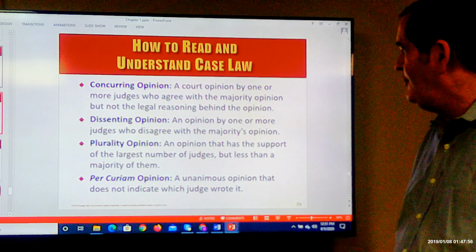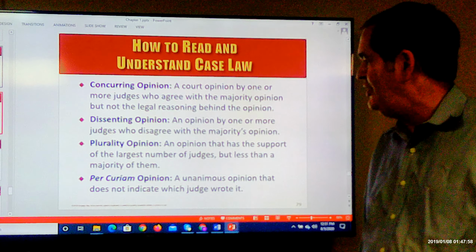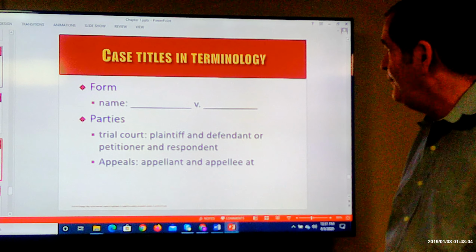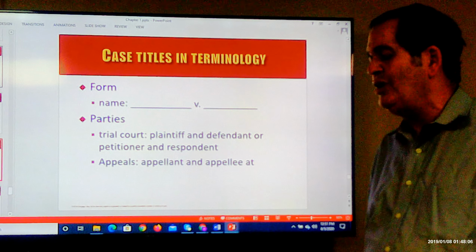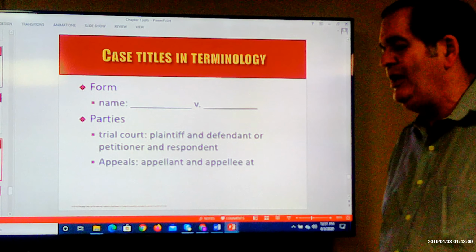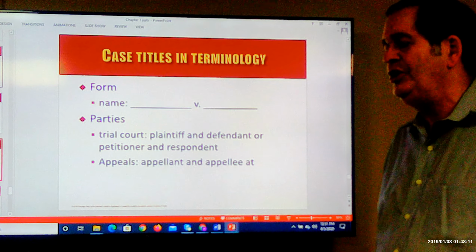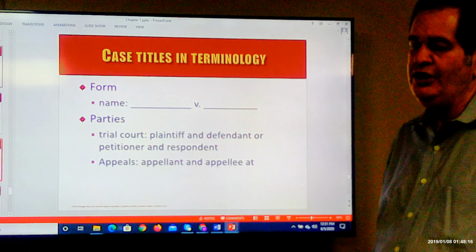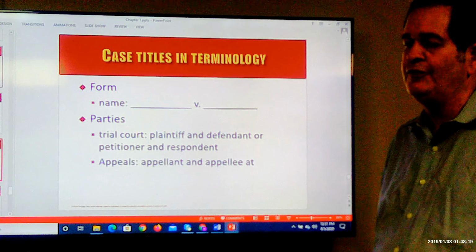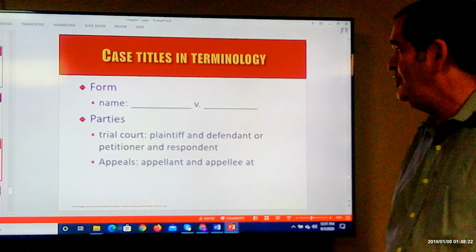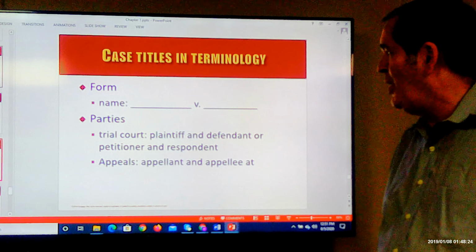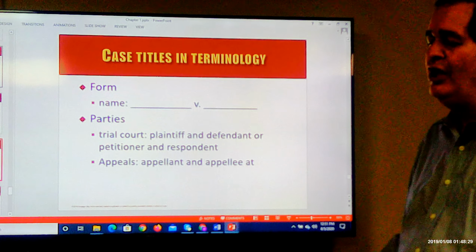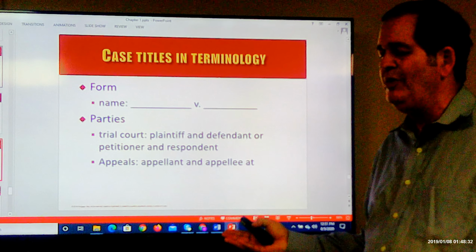A per curiam opinion is a unanimous opinion that does not indicate which judge wrote it, that's a per curiam. Okay, so when you see the title of a case, it's going to be in the name of the parties. So if it's individuals, it'll be something like Smith versus Jones. Smith indicating, at least in the trial court, the plaintiff, the person bringing the case, Jones being the defendant, the person responding. In some cases, instead of calling the person the plaintiff, we call him the petitioner, and instead of the defendant being the defendant, they would be the respondent.